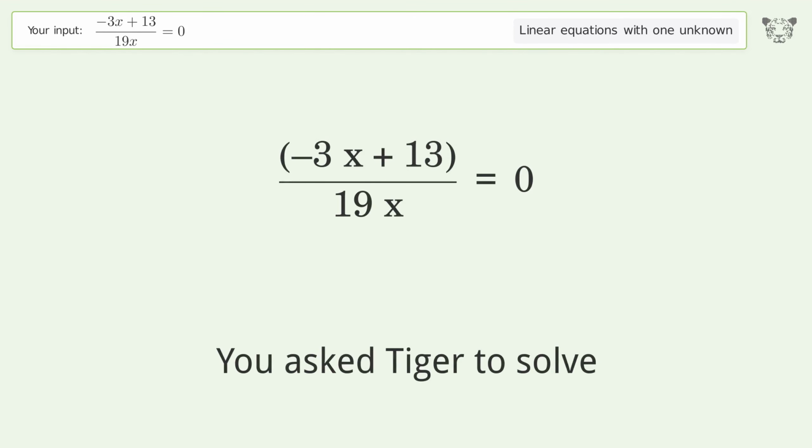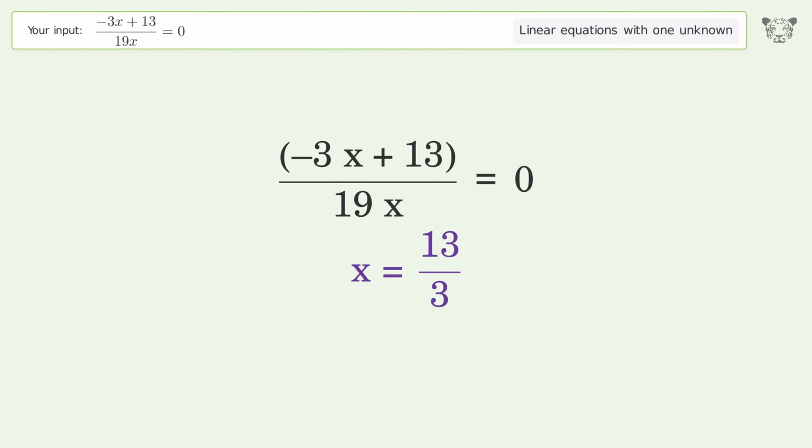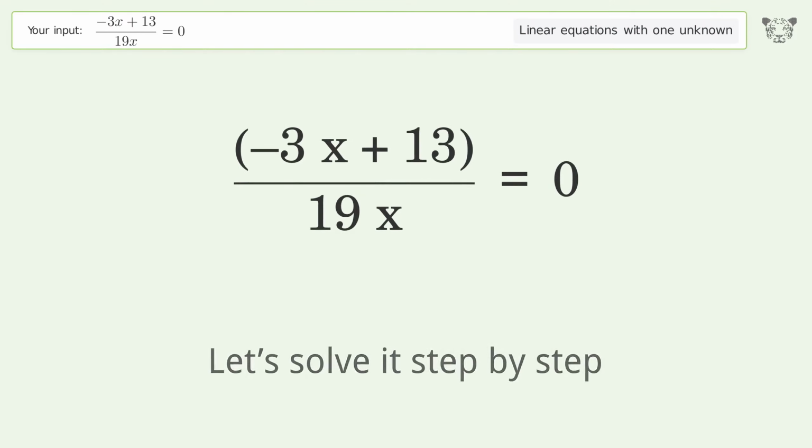You ask Tiger to solve this. This deals with linear equations with one unknown. The final result is x equals 13 over 3. Let's solve it step by step.